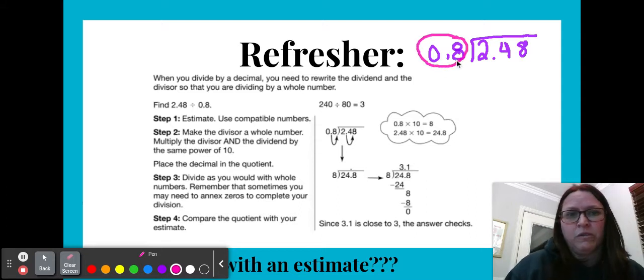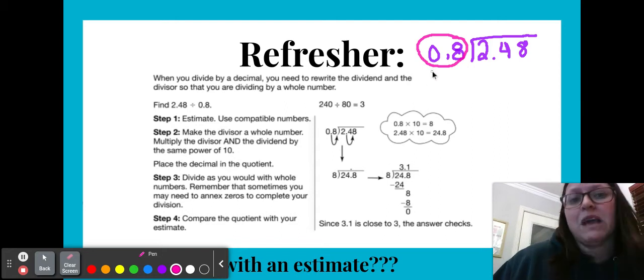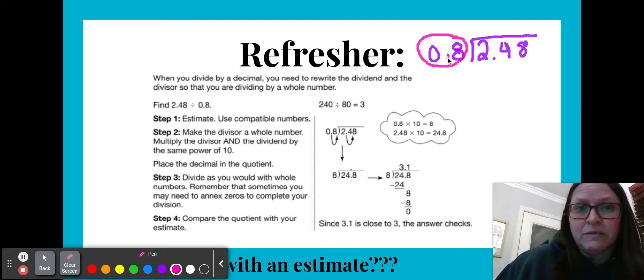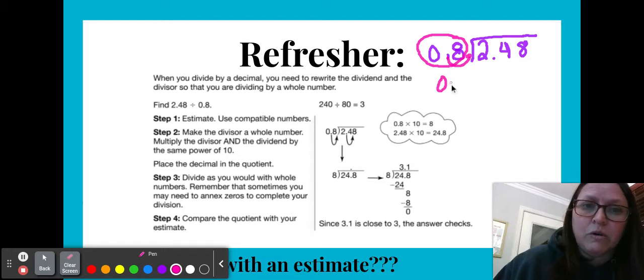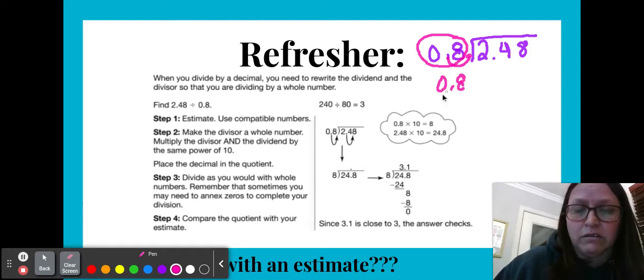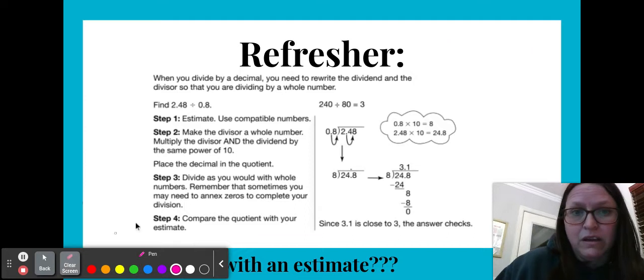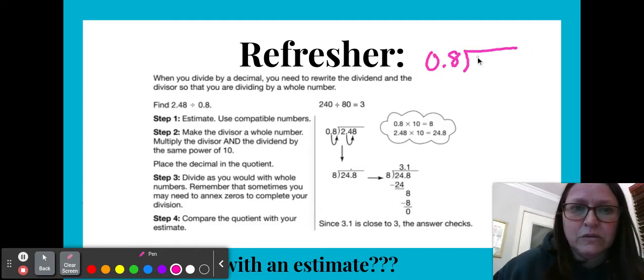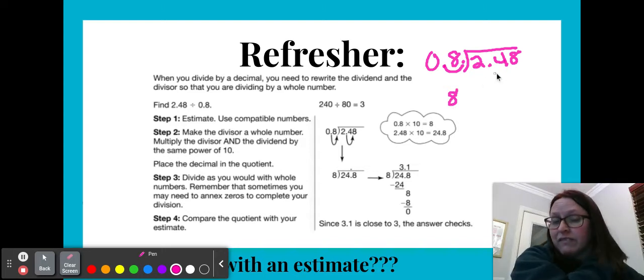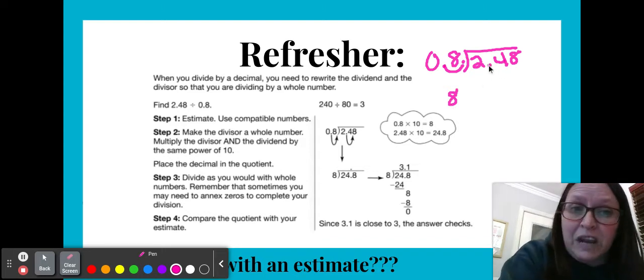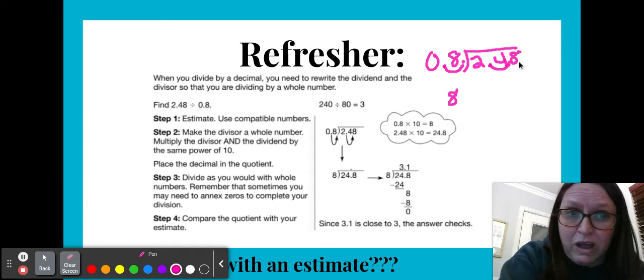And in order to make 8 a whole number, really what I am doing is I'm multiplying it by 10. Because my decimal, I need to move over one place. So it is going to become 0.8 into 2.48. So my 8, I need to move my decimal over one place, and so it's going to become 8. At the same time, I have to move my decimal in 2.48 over one place as well.